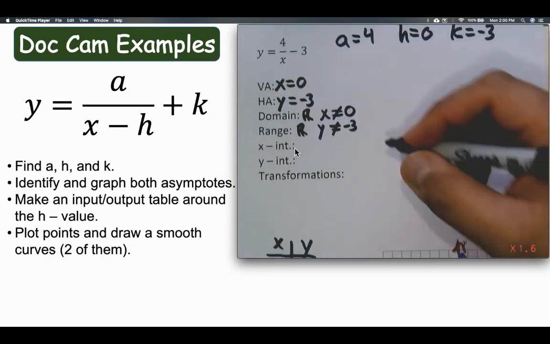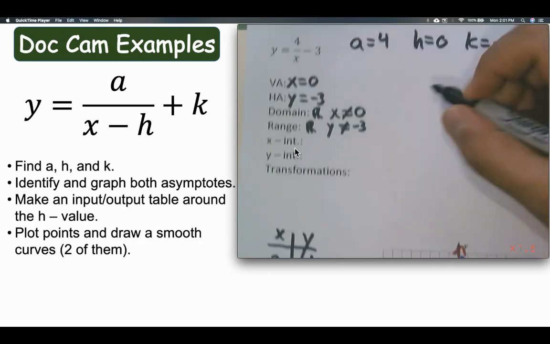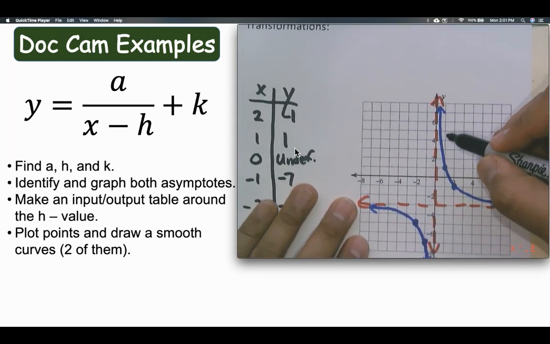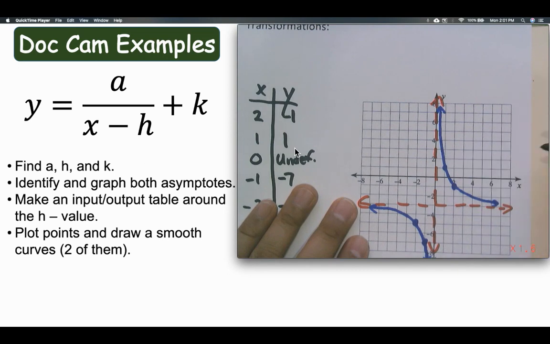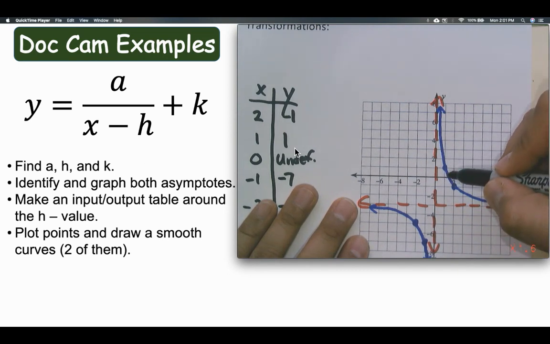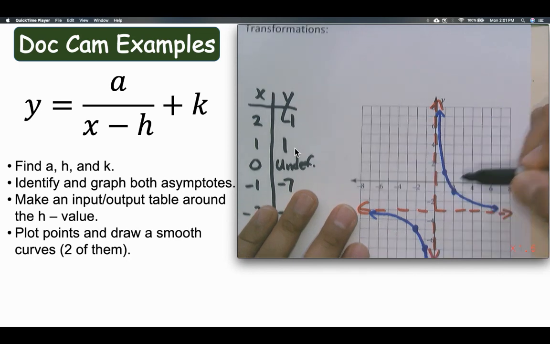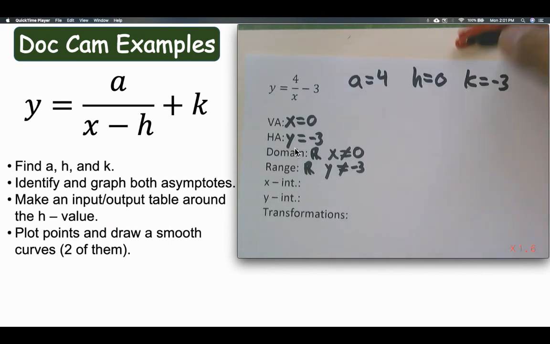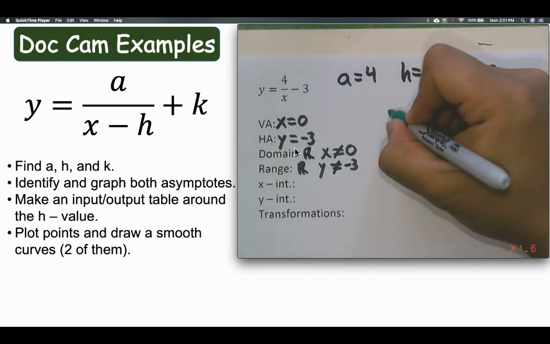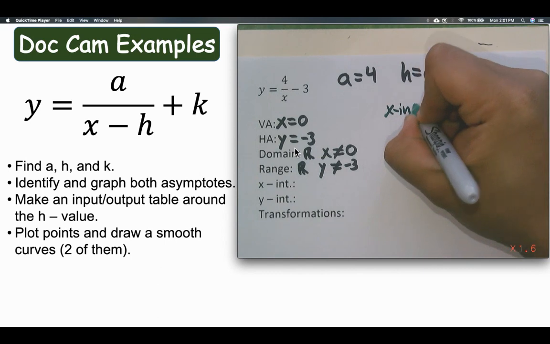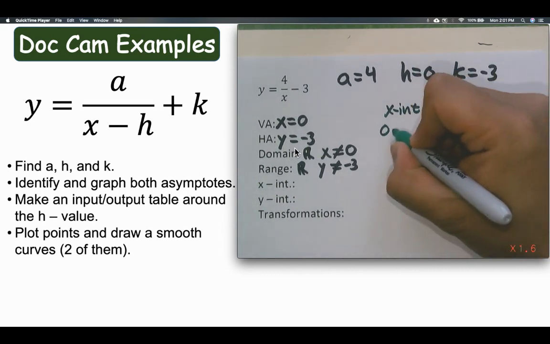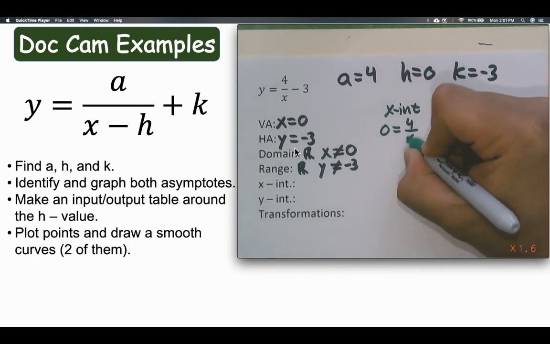Let's do this up here. So if I take a look at this, my x-intercept is where my graph crosses the x-axis, which looks like it's right here. So that's between 1 and 2. Looks like 1.5, but somewhere around there. So let's go ahead and solve it out, see what we get. So x-intercept, it's in green. It's going to be when y is 0. So 0 equals 4 over x minus 3.